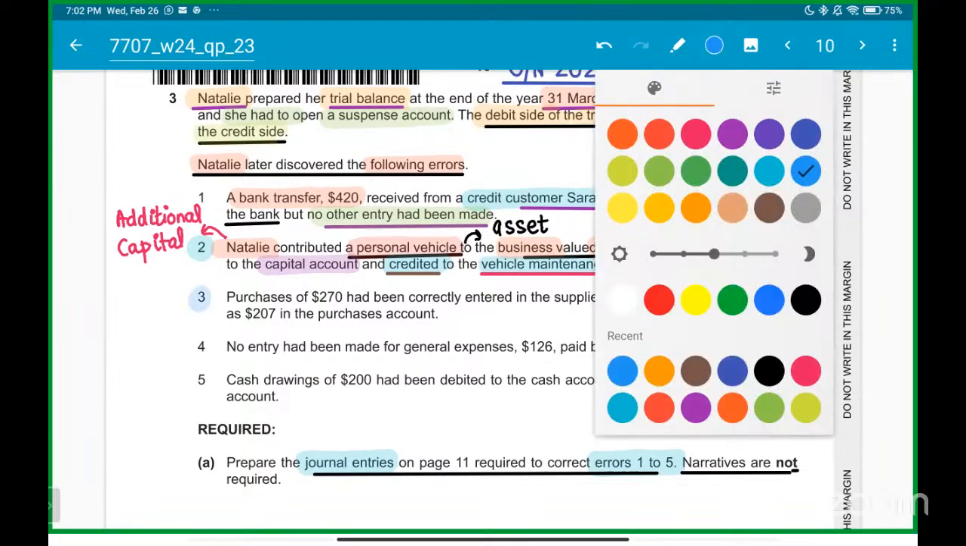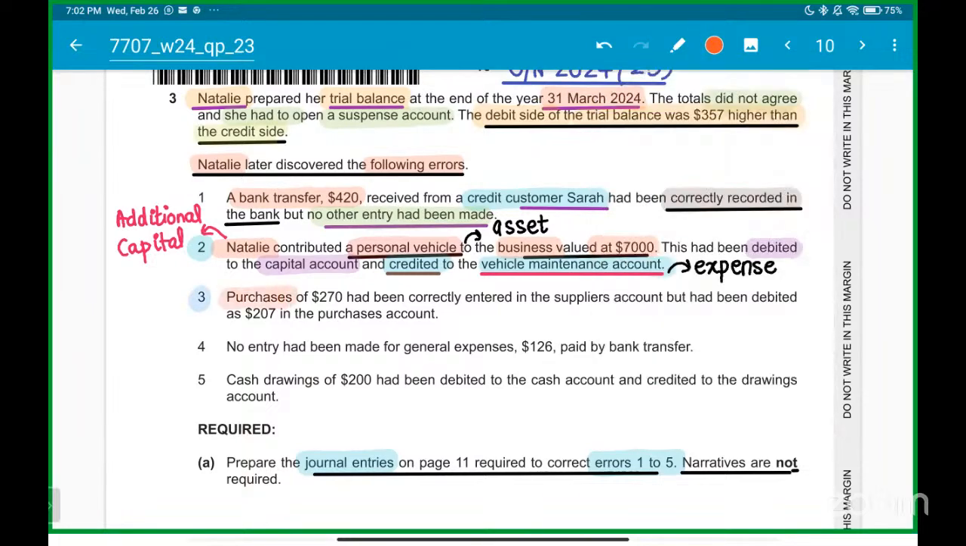The next one we have is basically: the purchases of $270 had been correctly entered in the supplier's account. So we need to understand that purchases of $270 had been correctly entered in the supplier's account. Always remember that's a hint as well. If one part is recorded correctly, as you can see, let me make a star here, it's an indication, students, that it is an error which will affect the trial balance. It will have a suspense account.